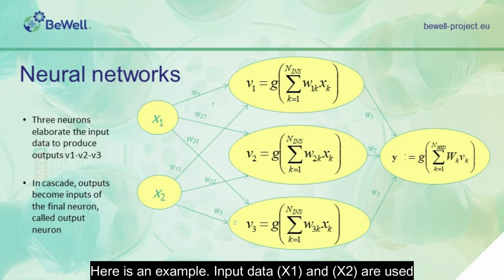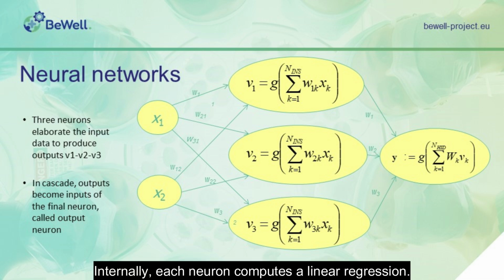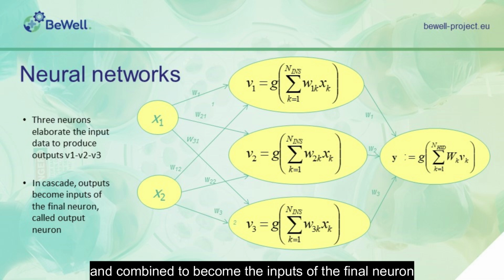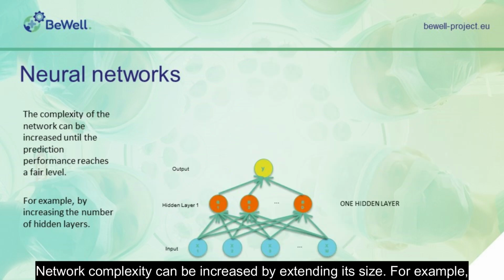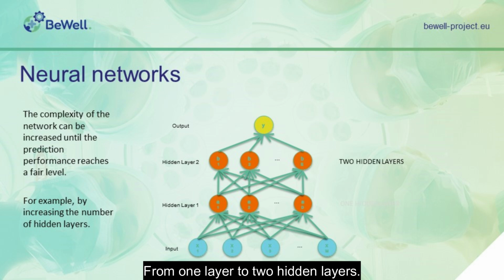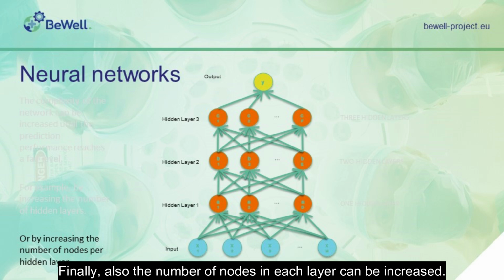Here is an example. Input data x1 and x2 are used as inputs for the three neurons. Internally, each neuron computes a linear regression. Their outputs are modified through a nonlinear function g and combined to become the inputs of the final neuron. Network complexity can be increased by extending its size. For example, the number of intermediate hidden layers can be increased from 1 layer to 2 hidden layers, from 2 to 3 and so on. Finally, also the number of nodes in each layer can be increased.